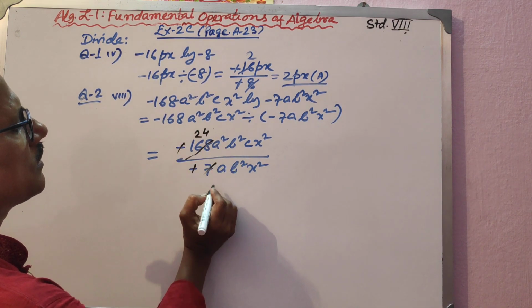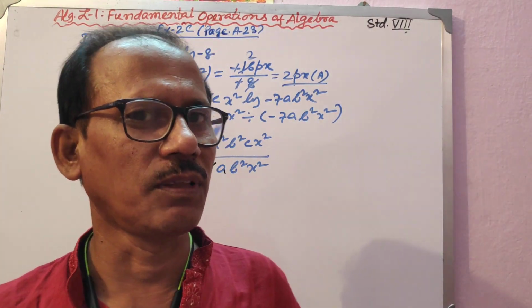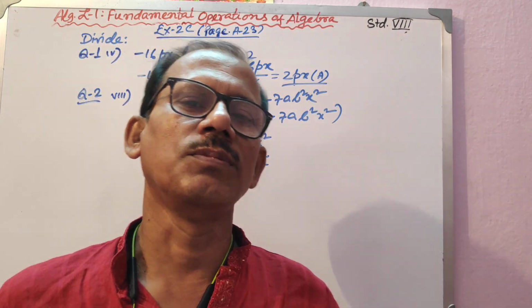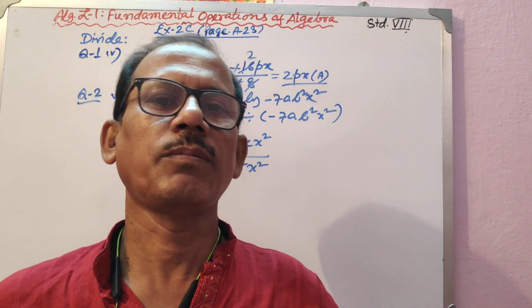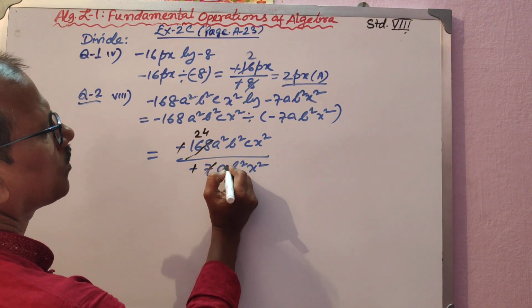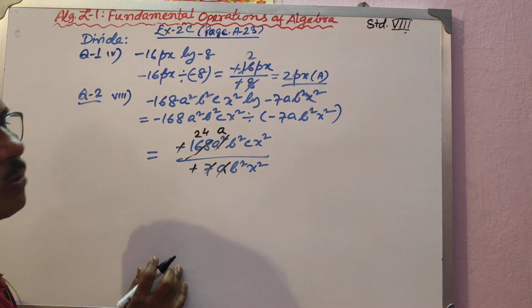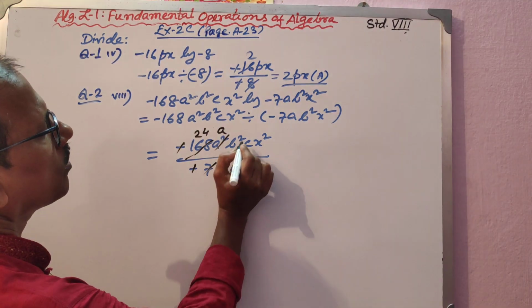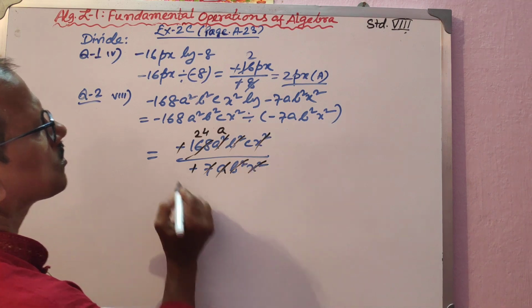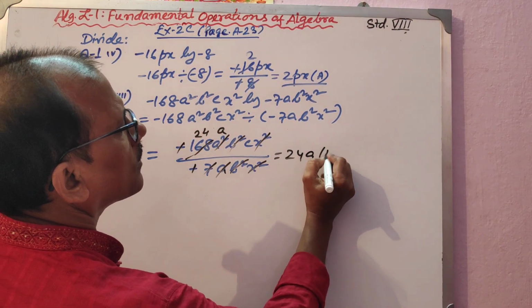Now division: you know that when you are multiplying variables, the powers were adding. In case of division, the powers will be subtracted, from the highest power to the lowest power. So a power 1 and a power 2: this will cancel, leaving power 1, and power 1 means no power is written. B square cancels with b square. C does not cancel. X square cancels. So what remains is 24a. That will be the answer.